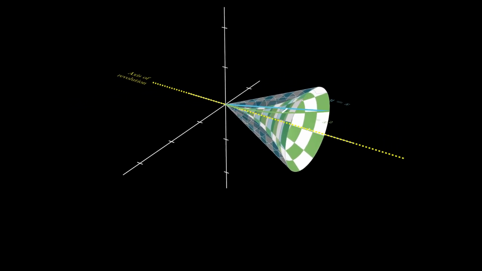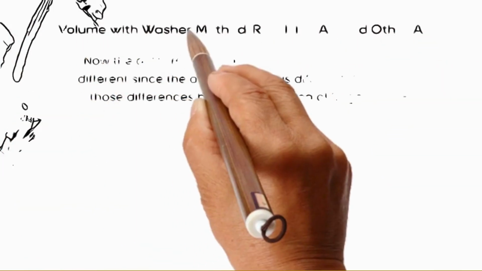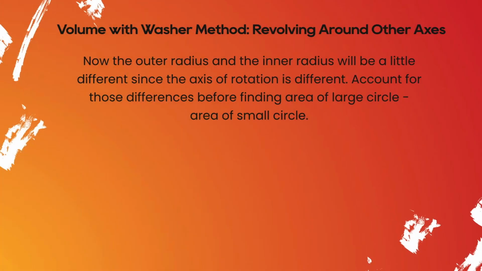Now I want to show you volumes using the washer method when you revolve around a different axis. Now the outer radius and the inner radius of the circle will be a little different since the axis of rotation is different. You can account for that difference by finding the area of the large circle and the area of the small circle. So you will have new radii. If my function is y equals f of x, and I have another function y equals g of x, and I'm rotating around the axis y equals 2, then one of the radii will be f of x minus 2, because I find the difference between that function and the axis, and the other radius will be g of x minus 2. Don't worry if this is confusing. Again, there are going to be examples at the end to help you visualize this more.